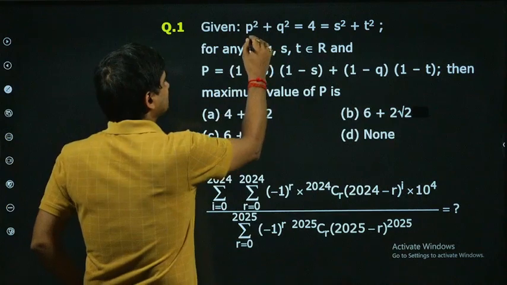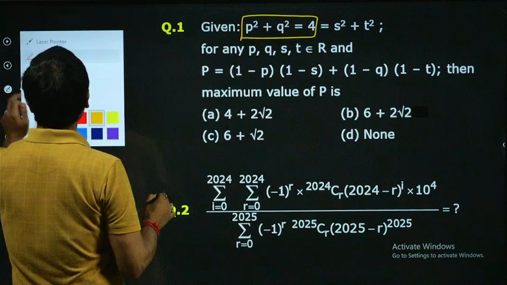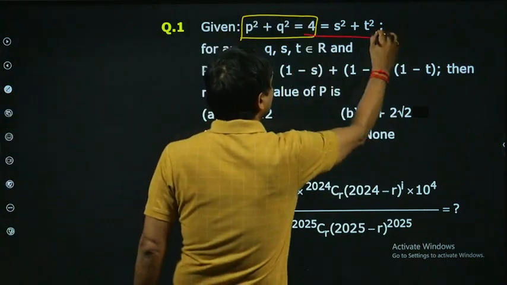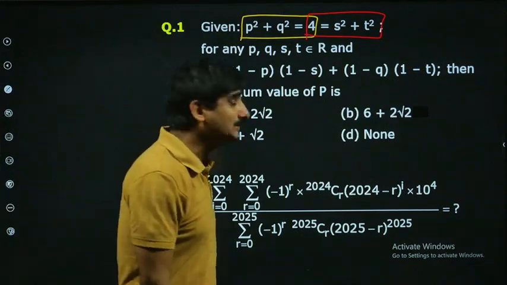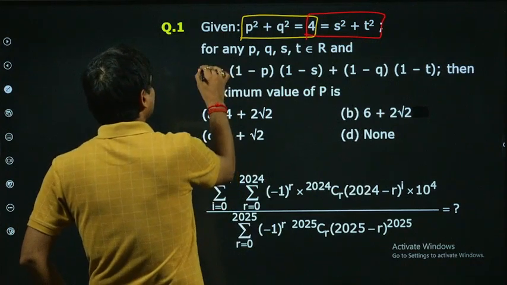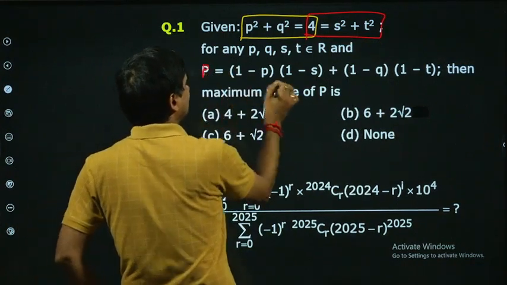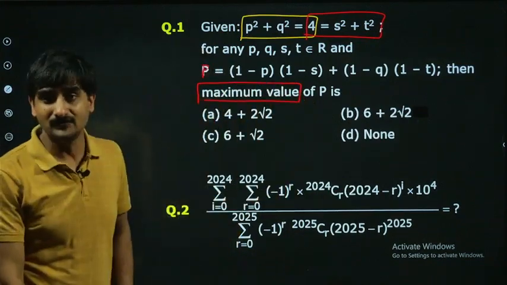See, in the first question we are given that p square plus q square is equal to 4, and at the same time we are given s square plus t square is equal to 4. p, q, s and t are all real numbers, and this is some expression capital P. We have to find its maximum value. So how will we start?